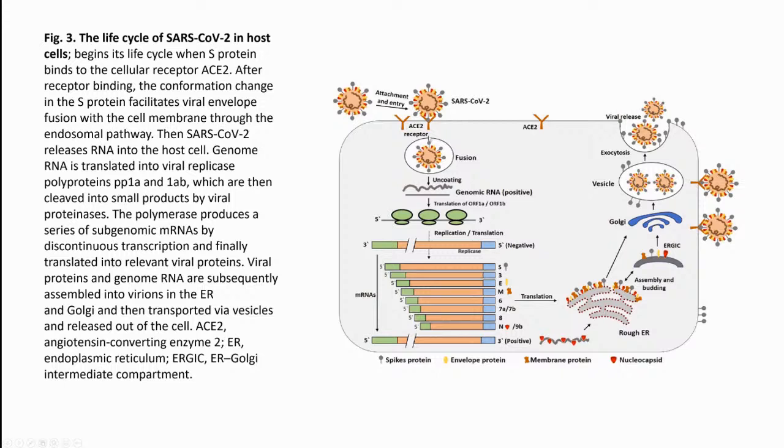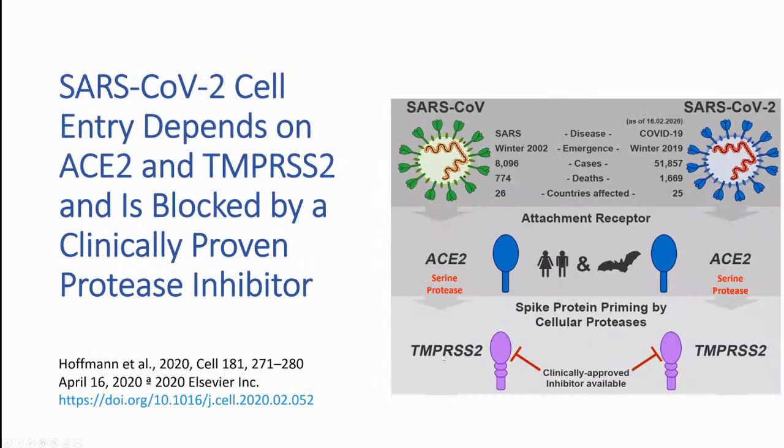But that's not all that's required for them to get in. Once they bind to ACE2, they need a process called priming, which requires another cellular enzyme, a protease, and the predominant one seems to be the serine protease TMPRSS2, which some of you might know from prostate neoplasia. And this protease cleaves the spike protein and then allows it to change its configuration and facilitate fusion with the membrane.